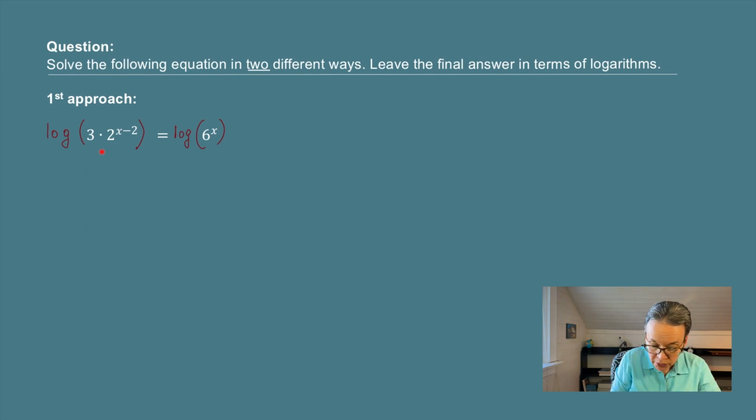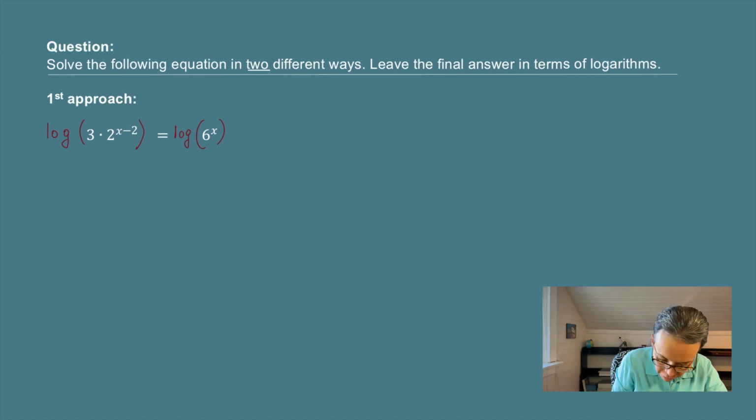Now, I want you to notice that I have a product. I have 3 to the exponent 1, and then I have a power 2 to the x minus 2. Since the exponent here only belongs to 2 and not to 3, I cannot bring the exponent down right now, because x minus 2, the exponent, only belongs to 2, not to 3. So then, since I have multiplication, it is better to expand by using the product rule for logarithms.